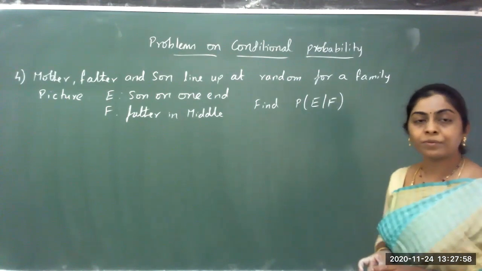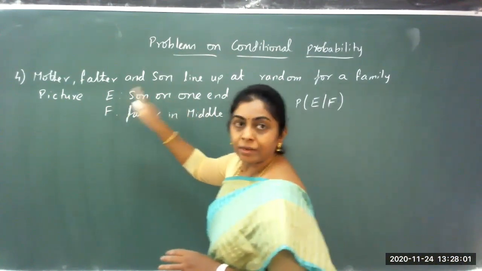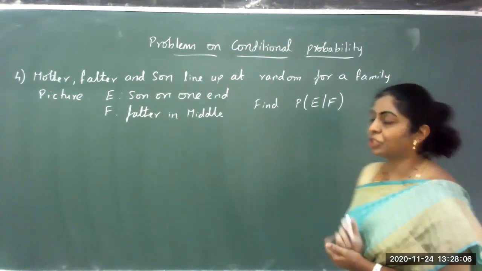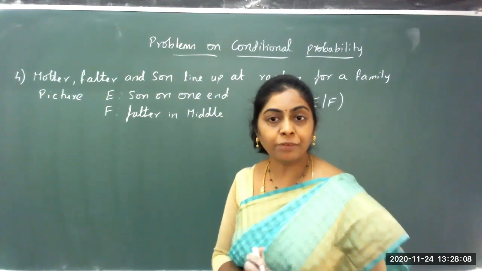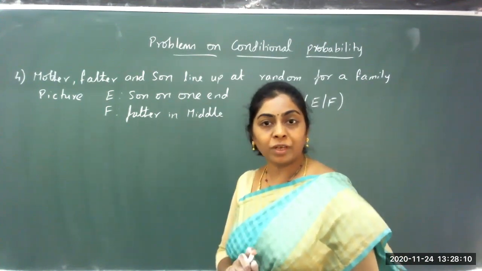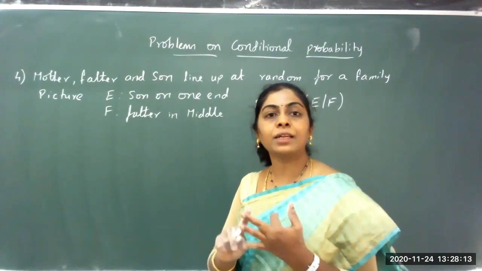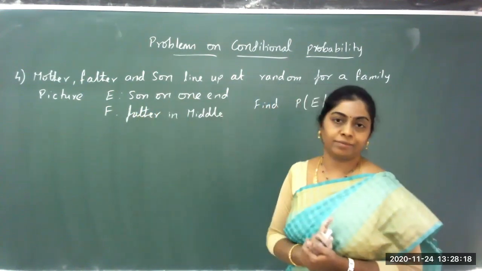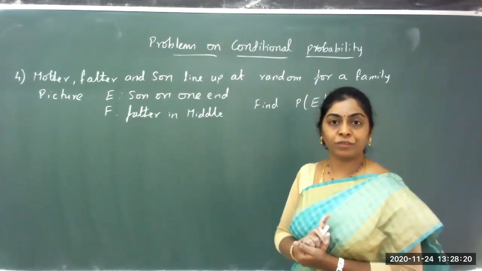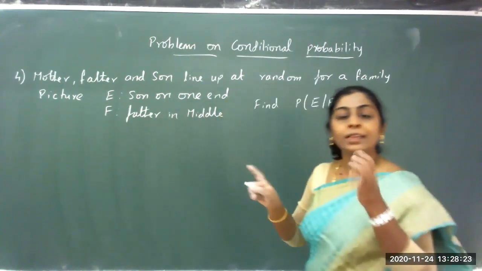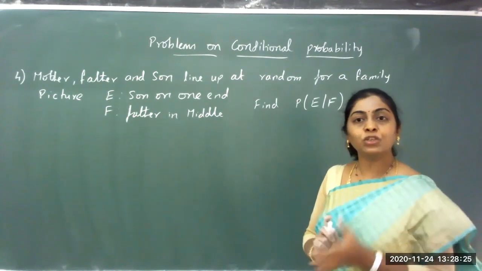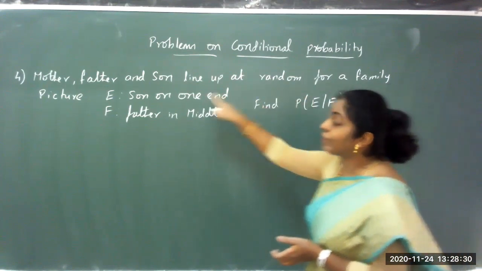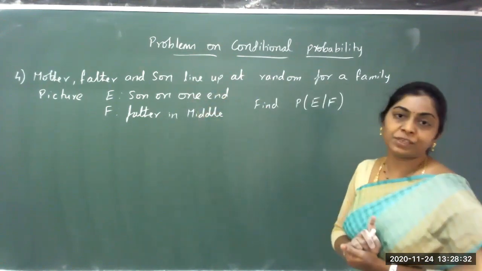The next problem. Mother, father and son line up at random for a family picture. So, take a photo. The three persons we are considering from the family are father, mother and son. Event E is son on one end. Event F is father in the middle. Find the conditional probability of event E when event F has occurred.